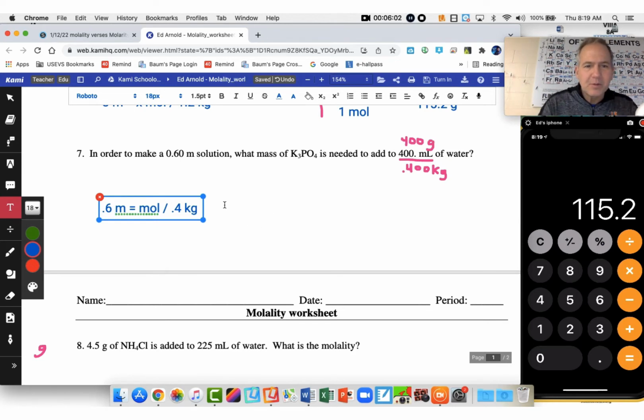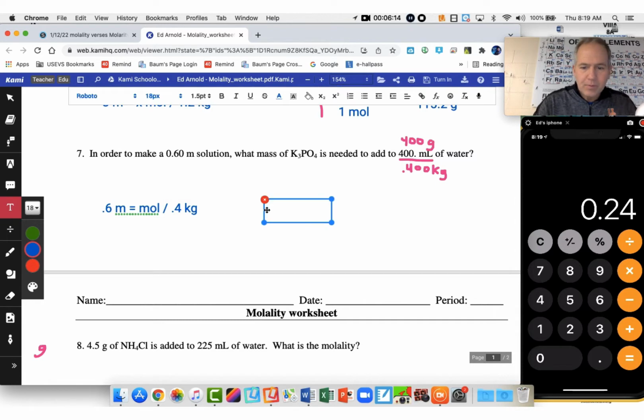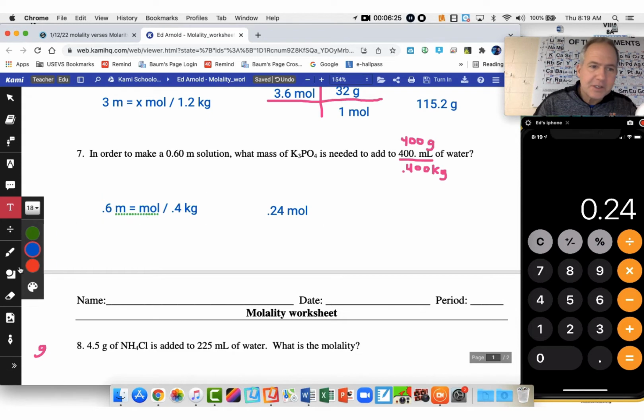So once we solve for moles, remember what we do? 0.4 is on the bottom of that fraction. We want to get to the other side. So 0.4 times 0.6 equals 2.24 moles. What are we going to do with that? We have to change it to grams.